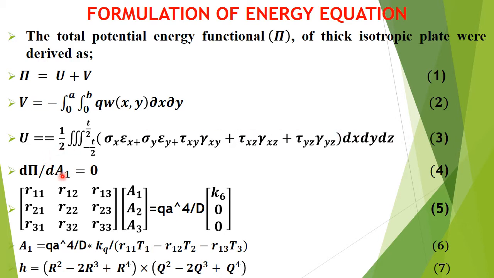When we solve the matrix, we find out that A1, being the coefficients of deflection, is formulated in this equation using the polynomial shape function as derived from the governing equation. We got the shape function H to be equals to R squared minus 2R cubed plus R to the fourth, times Q. This R, of course, is the non-dimensional value of X, while Q is the non-dimensional value of Y.